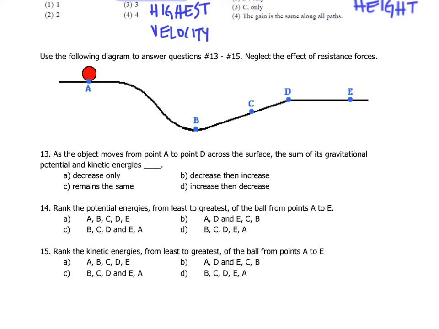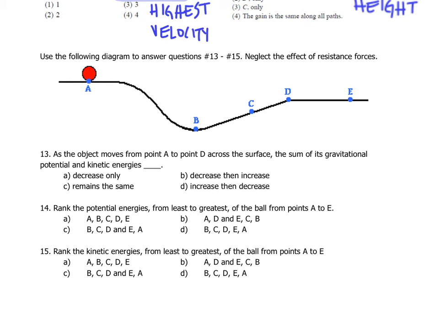So you've got a ball here at position A. It's rolling down the hill to position B, and then it starts coming back up the hill to position C, D, and eventually to E. Okay? Now, remember your rules for potential energy. Potential energy is dependent on height. So ask yourself, where is the ball the highest? Wherever it's the highest, it has the most potential energy.